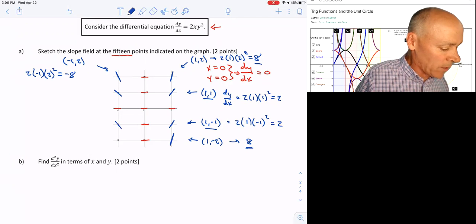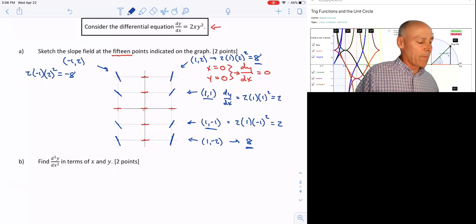And then the one right below, the last one at negative 1, negative 2, is also going to have a slope of negative 8. Okay, so there we go.